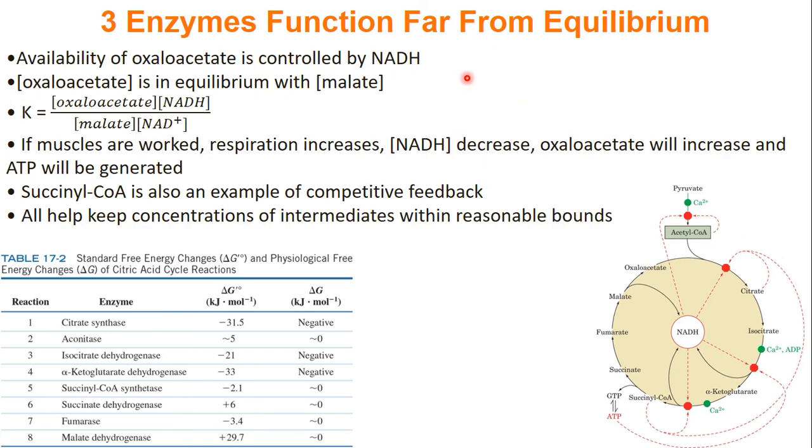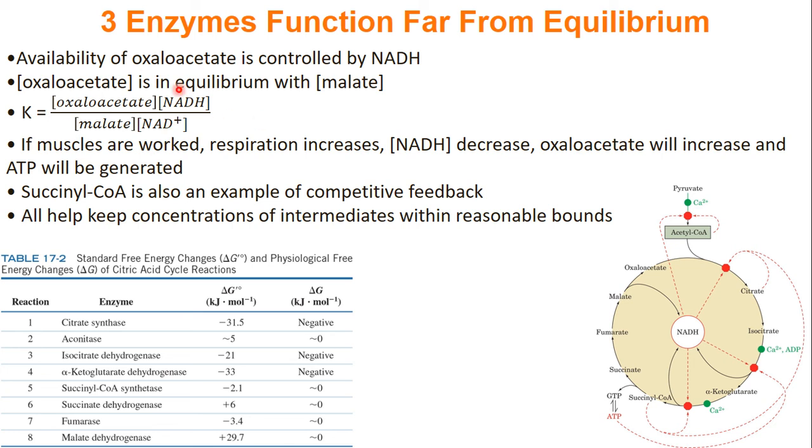So let's take a look at how oxaloacetate and NADH function to help control flux through the citric acid cycle. Oxaloacetate is in equilibrium with malate, and we can talk about this concentration relationship with the constant K. The concentration of oxaloacetate multiplied by the concentration of NADH, divided by the concentration of malate multiplied by the concentration of NAD+. This ratio must always be held in the body.